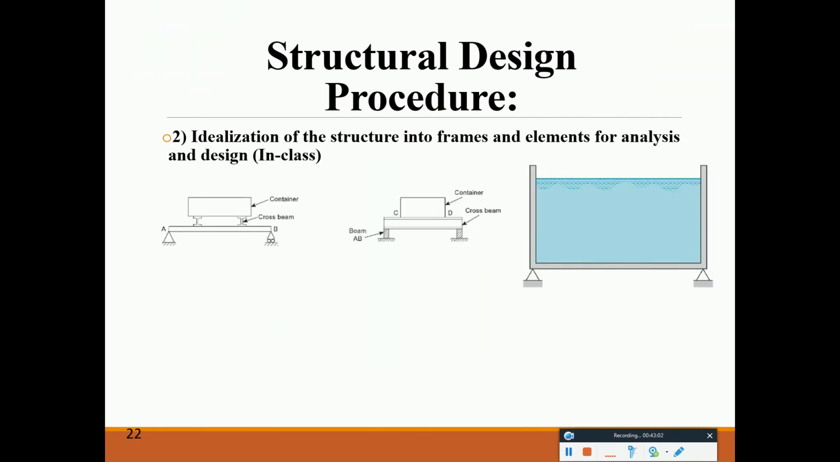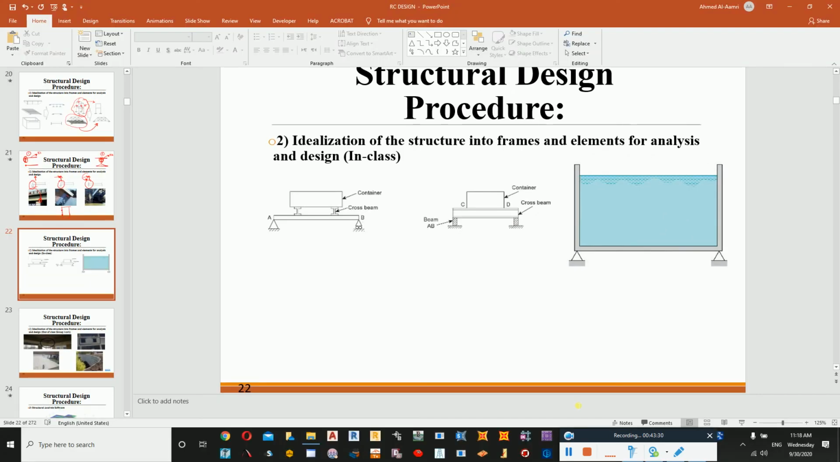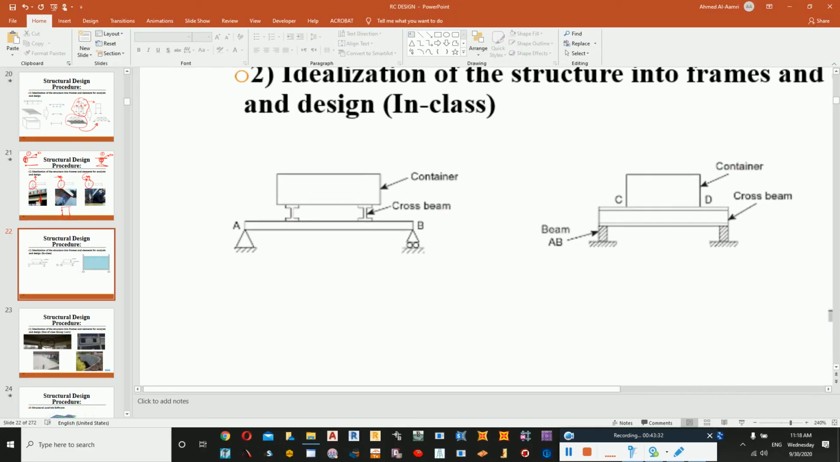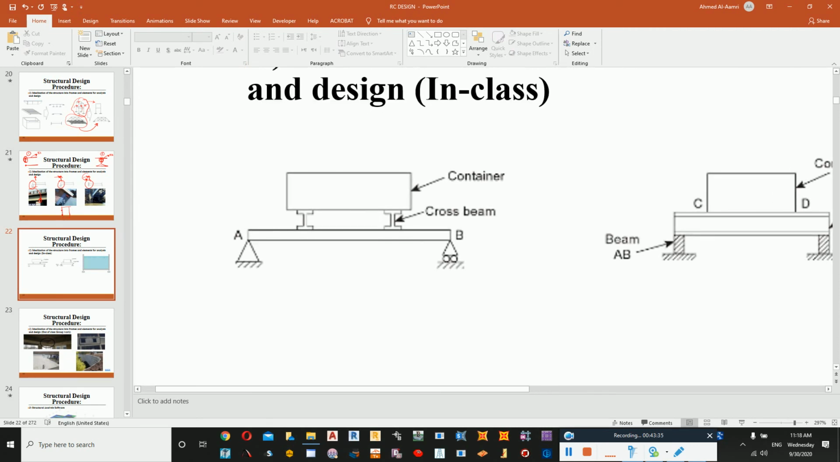Now the last two slides, and then we'll end our lecture. We are going to learn how to do the idealization now, taking into account loadings as well, not only the free body diagram for the elements. Now, if we go and take example number one, what do we have?